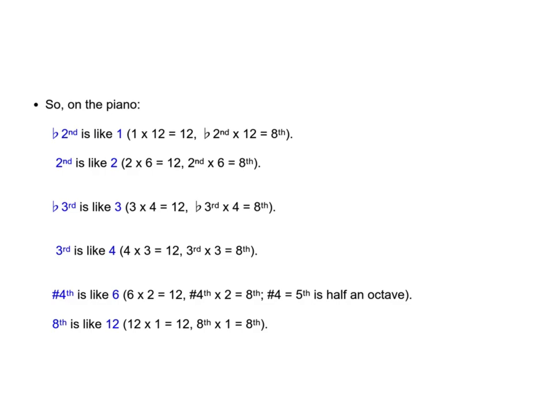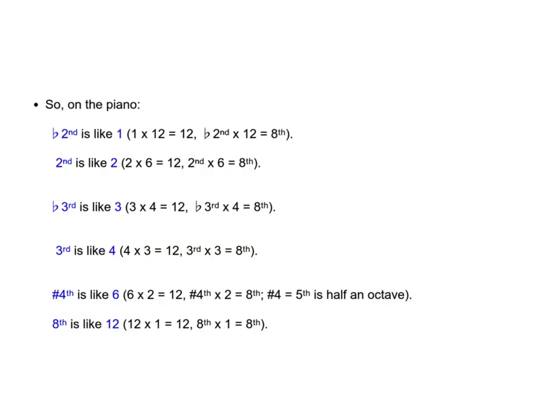A minor second is like 1. 1 times 12 equals 12. A minor second times 12 is an octave. That means a minor second is 1/12 of an octave. A major second is like 2. 2 times 6 equals 12, and a second times 6 is an octave. So a second is a sixth of an octave, just like 2 is a sixth of 12.